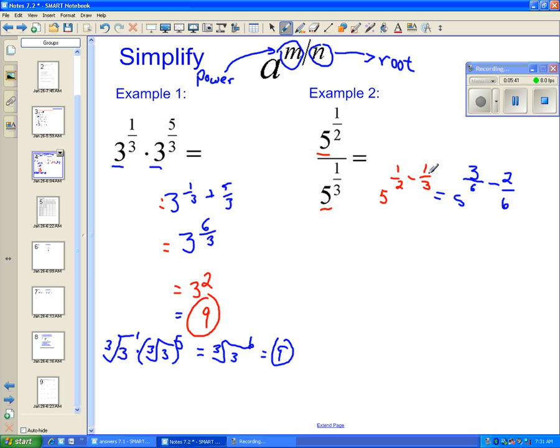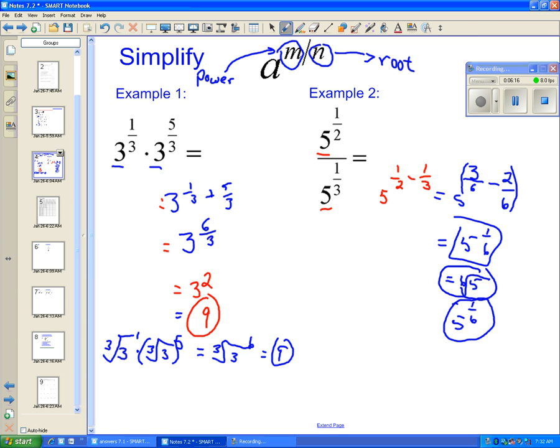So 5 to the 1/2 minus 1/3 is 5 to the 3/6 minus 2/6. Now all of this is in my exponent. So this is 5 to the 1/6. So I'm saying that this is the 6th root of 5. That's my answer. I need to write that better. The 1/6 needs to be an exponent, not right next to it. Be careful with that. But 5 to the 1/6 is my final answer, which is the 6th root of 5.